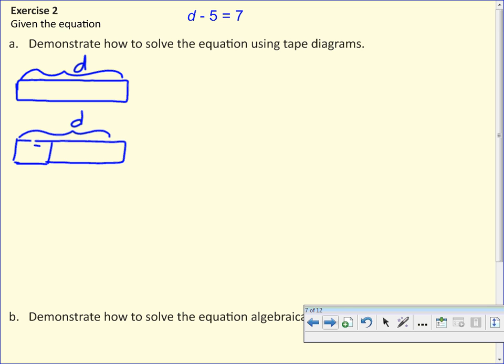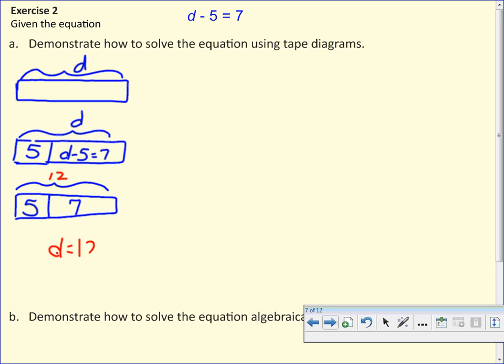What did I take away from D? 5. So what is this? That's D minus 5, which is 7. We know that it's 7. So if we know that's 7, what is my total? What is my total? 12. So D equals 12.